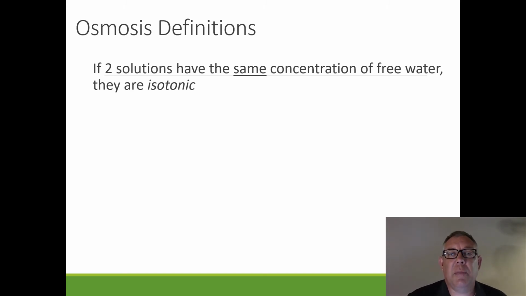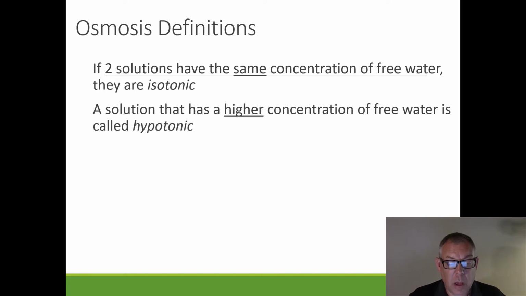Okay, so we need some vocabulary here so we can talk about this. If two solutions have the same concentration of free water, they are called isotonic. Iso is same. And so water molecules will be able to move across the membrane, but you're going to have an equal concentration of free water molecules in both solutions. A solution that has a higher concentration of free water is called hypotonic. So it has more free water. That means it has less solute.